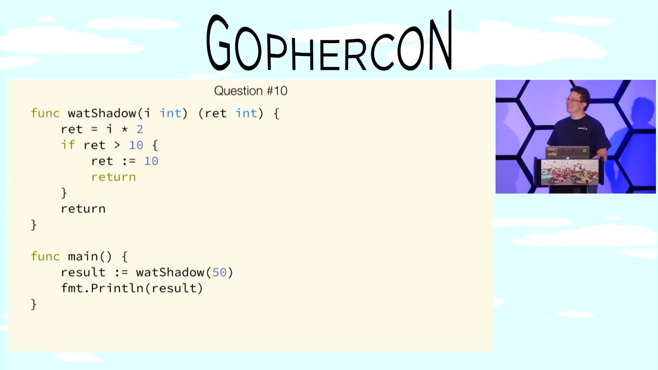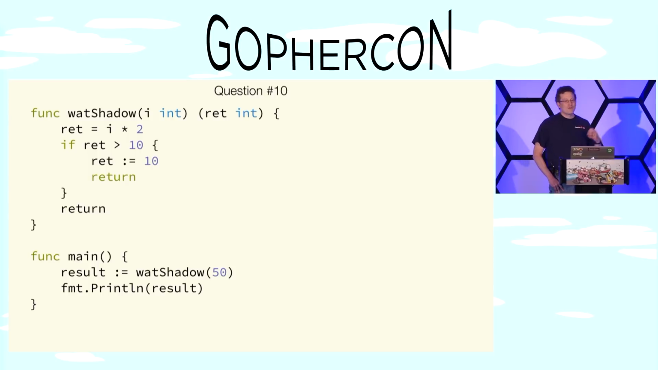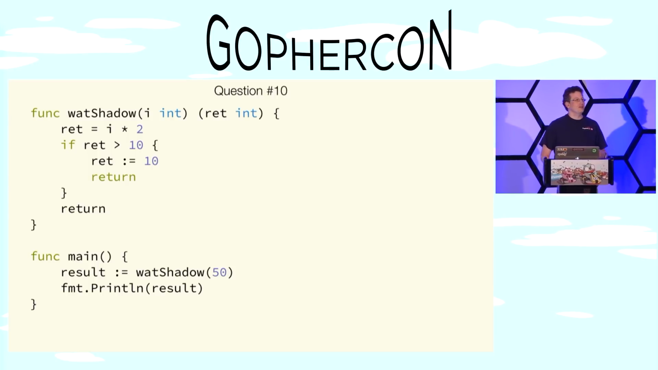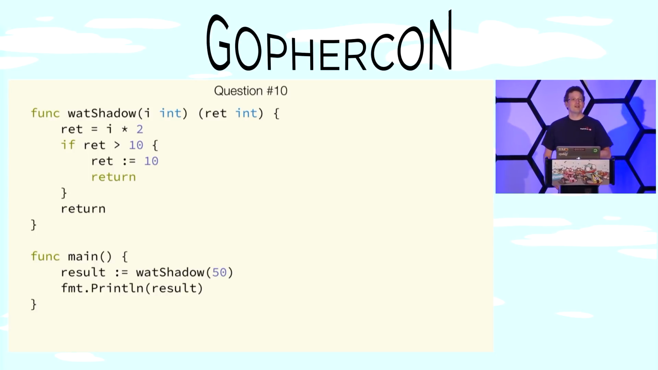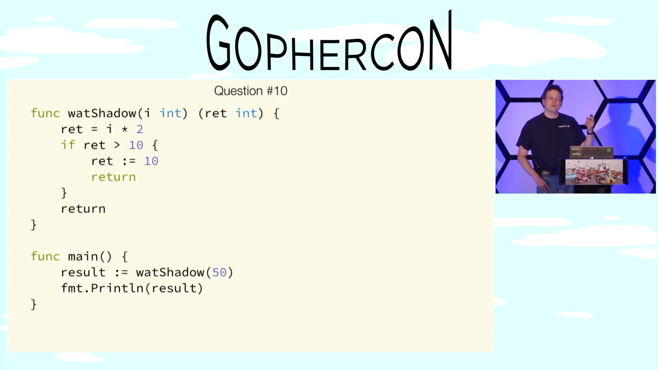What is this going to do? So we call whatShadow, we pass it 50, we say ret = i * 2. If ret's greater than 10, we say ret := 10 and return with a blank return. Otherwise, return from the top of main. From the top of whatShadow, sorry.